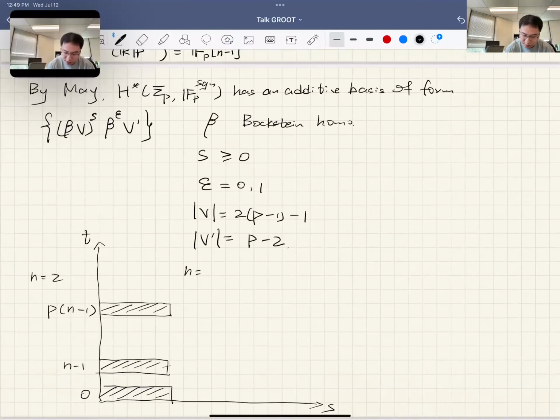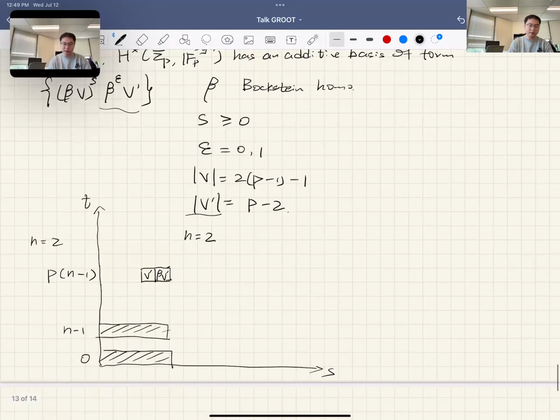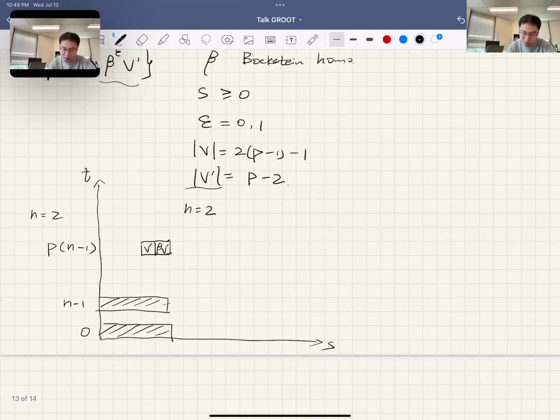Okay, when n is 2, we have v prime and beta v prime. So we can modify this one more step by saying that this row only contains 2 non-trivial entries, and they are v prime and beta v prime here. And those two will give us a new class towards the cohomology of B 2p of R2 with coefficient of F p.